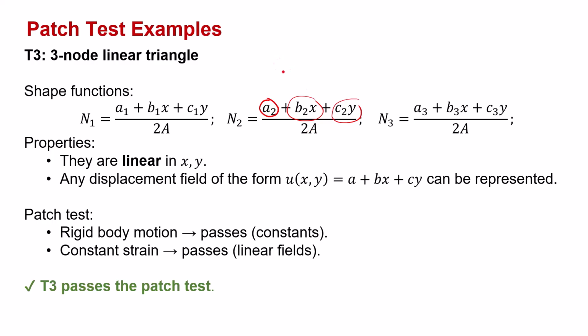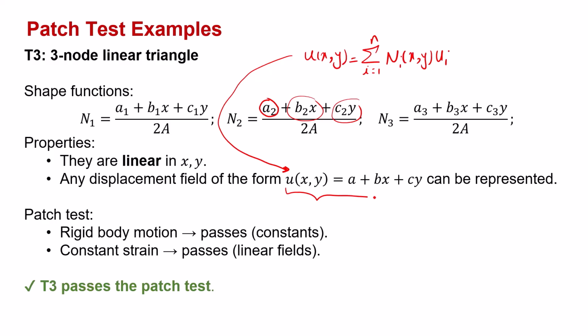Because of this, if you, for example, want to interpolate u or v using the shape functions, u_i are the nodal displacements. The T3 element can exactly represent any linear displacement field such as u(x,y) equals a plus bx plus cy. Now let's check the patch test requirements.